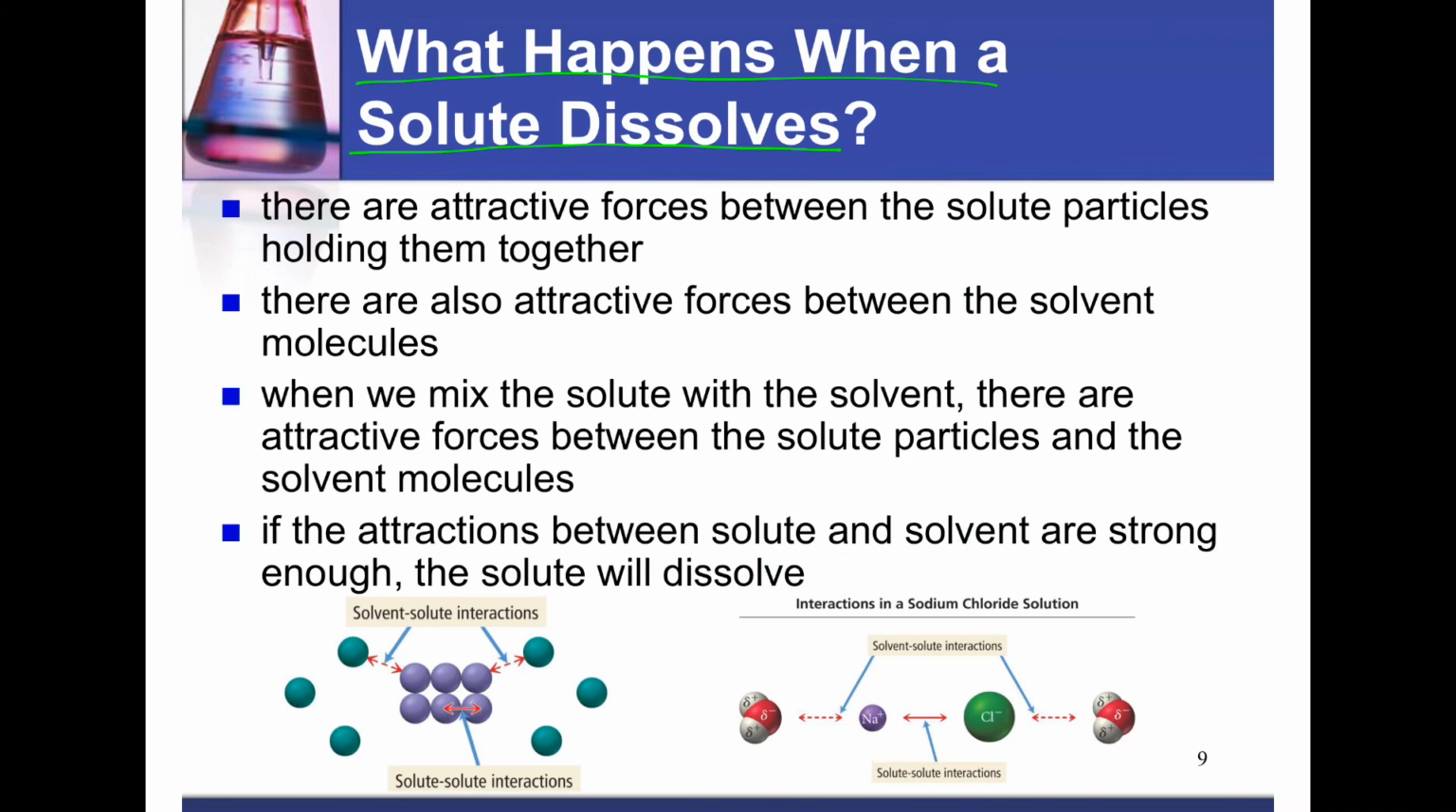Okay, so what this picture is saying is that the sodium and the chloride are attracted to each other because of solute-solute interactions. And for us, in this picture, that's an ionic bond. The positive and the negative are very attracted to each other. So that ionic bond is the solute-solute interaction. That's what's holding the sodium and the chloride together. So we have one thing holding them together here.